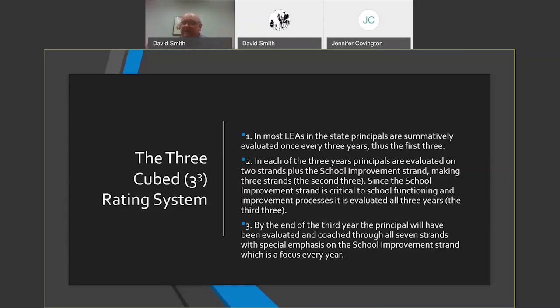And then that summative evaluation in the 3rd year would consist of whatever the scores were for the 3 standards from this year and this year and this year, with the school improvement strand being averaged over the 3 years, or looking at the school improvement strand in the 3rd year as you've seen improvement over the course of the years.